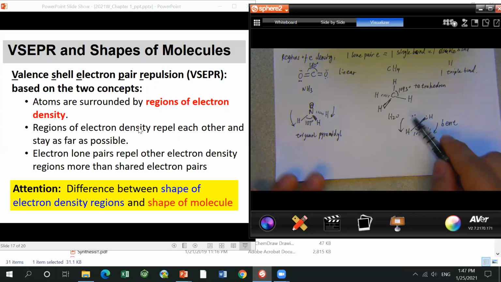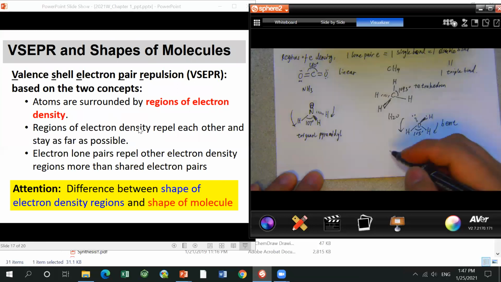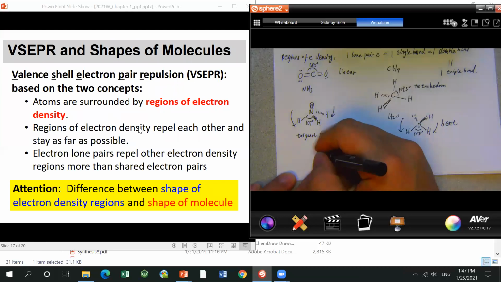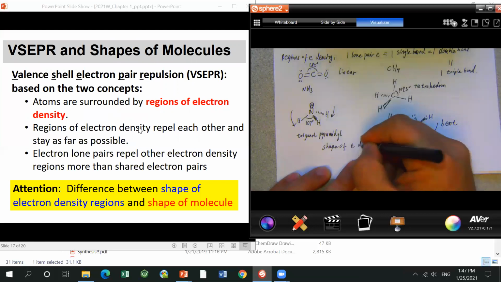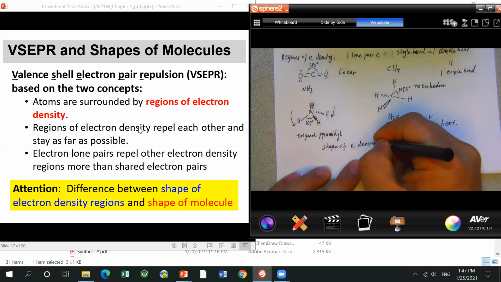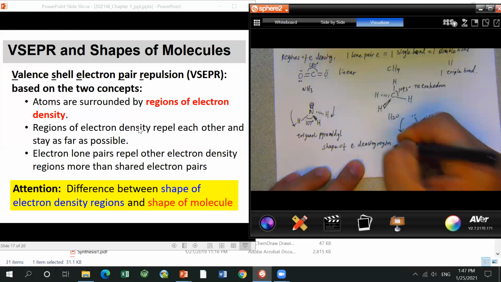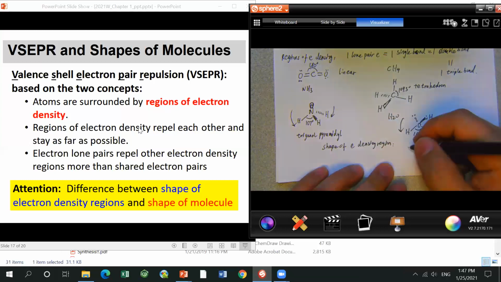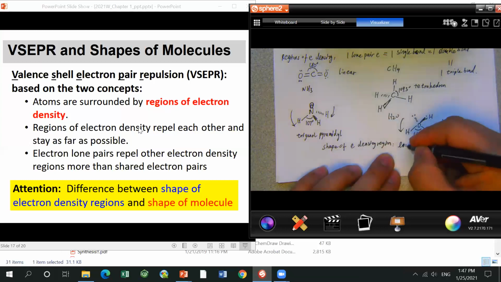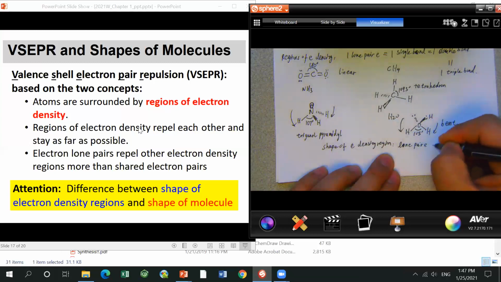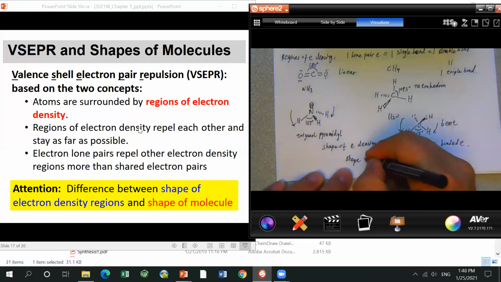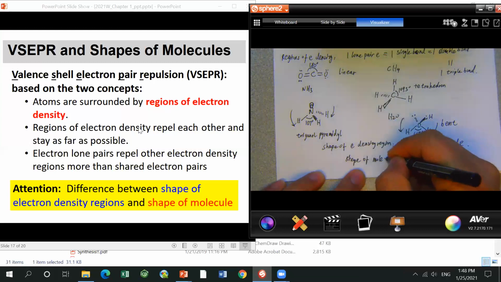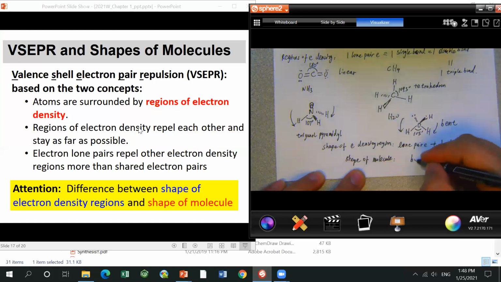All right. Shape of electron density regions: you need to count both lone pair electrons plus bonded electrons. But if I ask only the shape of the molecule, only bonded electrons.